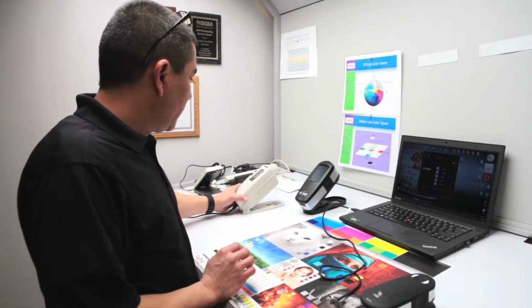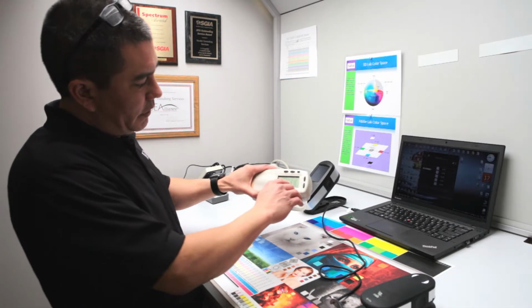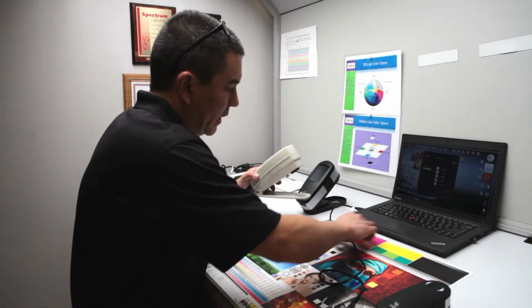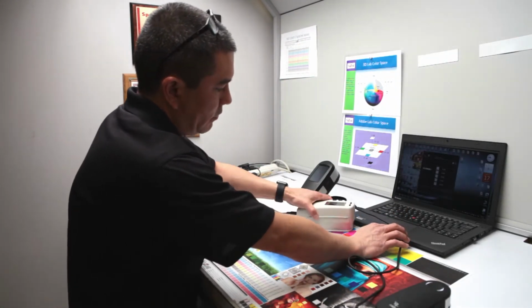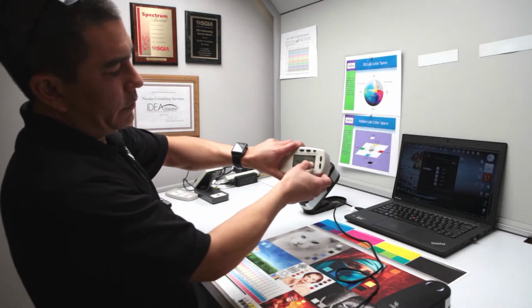So basically here, what we have is a densitometer, and it reads black, cyan, magenta, and yellow. And if we look at, let's say, the solid cyan right here, we're going to measure it, and it gives you a value of 1.38.